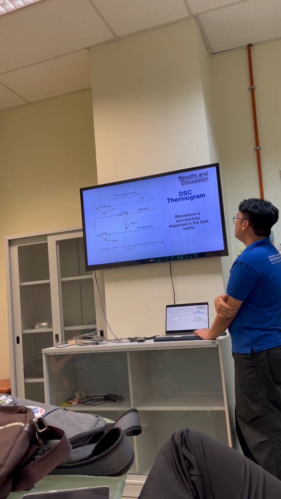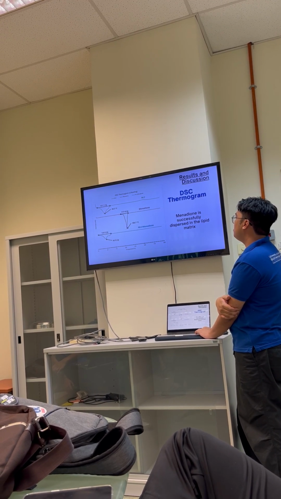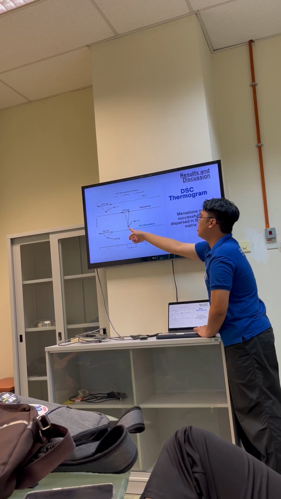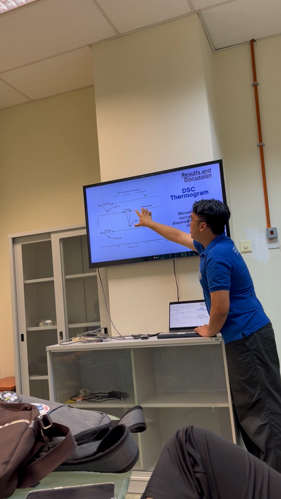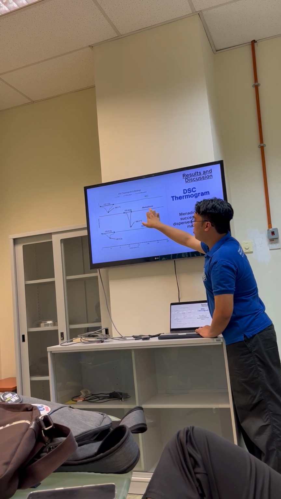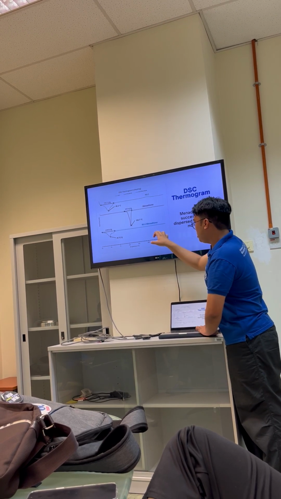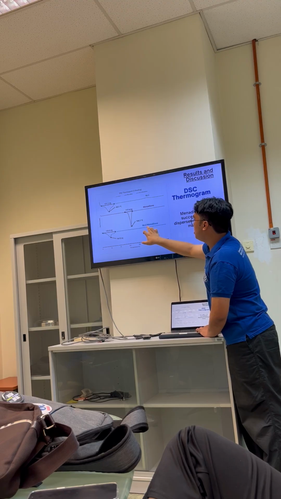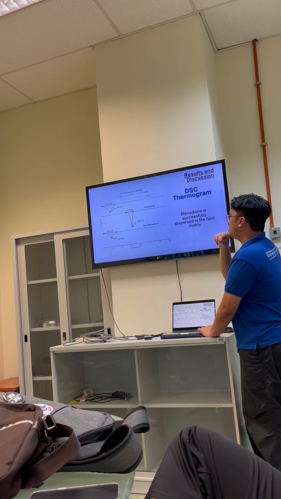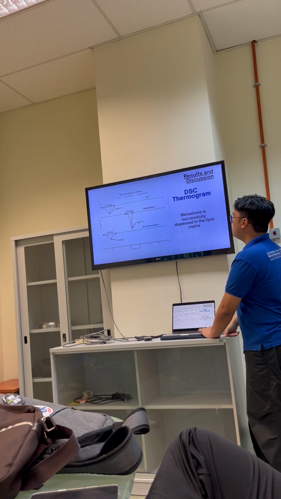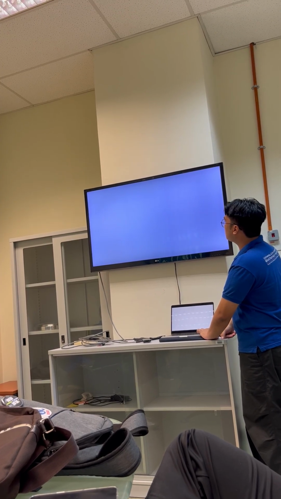Furthermore, menadione is successfully dispersed in the lipid matrix. We can say that because the drug, you can see it's very crystalline here and very ordered in this form when it's alone. But once it is dispersed in the matrix, you can see that it attains only one peak. So we can say that indeed it is dispersed in the matrix.